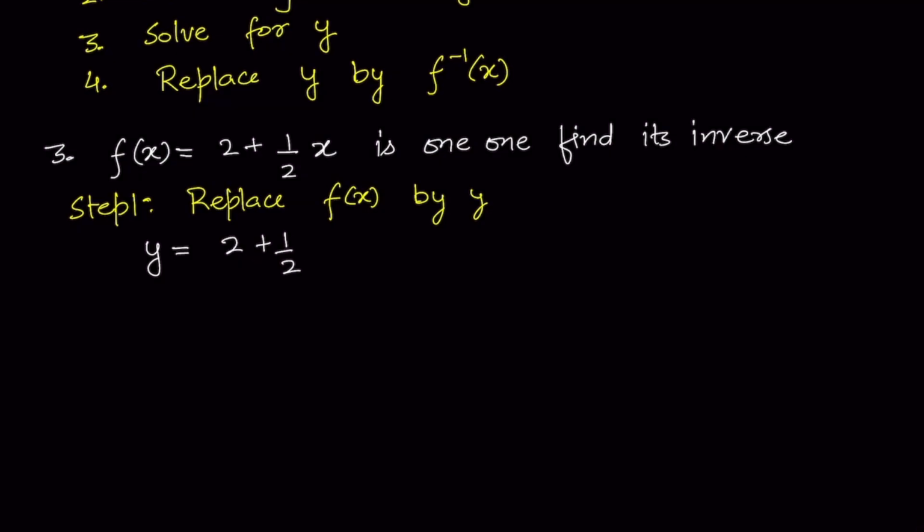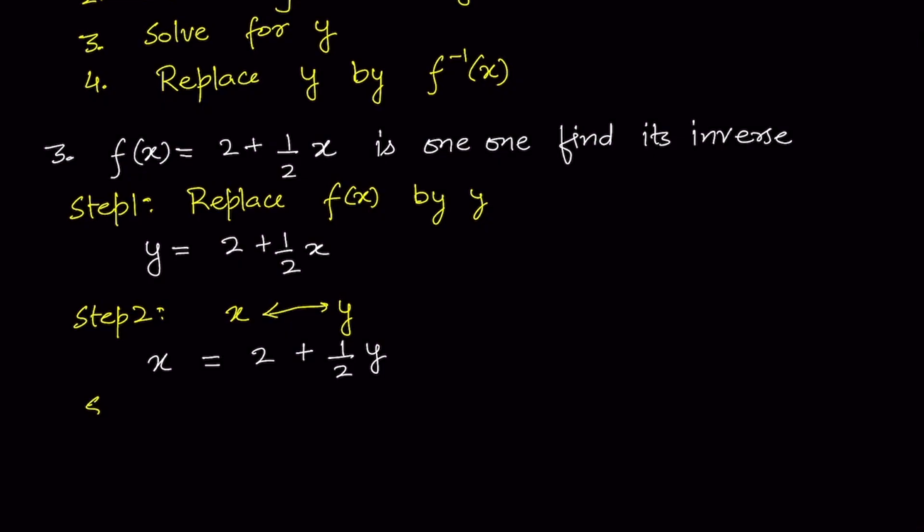Step 2, interchange x and y. So wherever I see x, I will change that with y, and wherever I see y, I will change that with x. And you do that with each x and y.